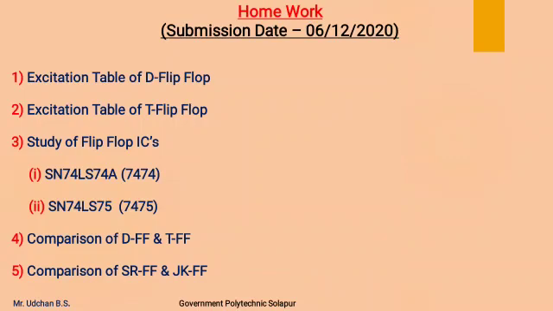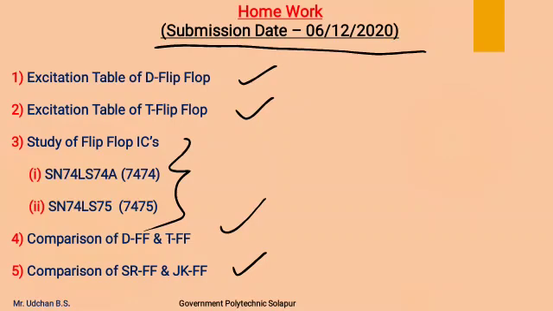So these are the homeworks in which we have to find the excitation table of D flip-flop, excitation table of T flip-flop. After that you are having homework for the study of flip-flop ICs, that is 7474 and 7475, and comparison of D and T flip-flop, comparison of SR and JK flip-flop. This homework you have to submit to me in a scanned copy on or before 6th of December.